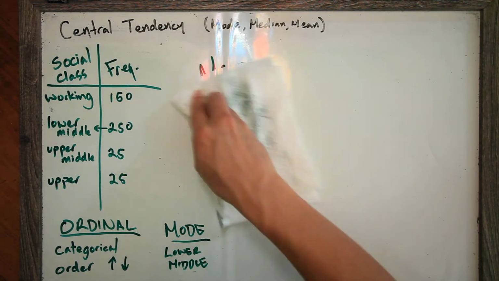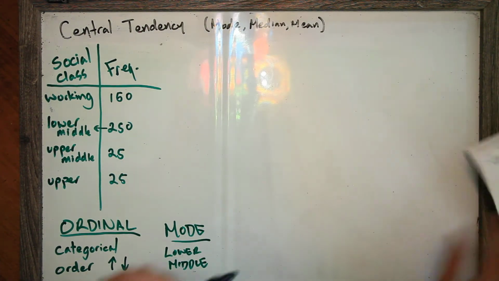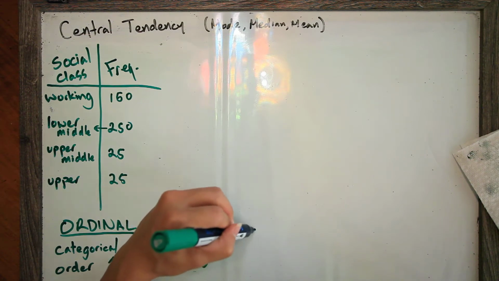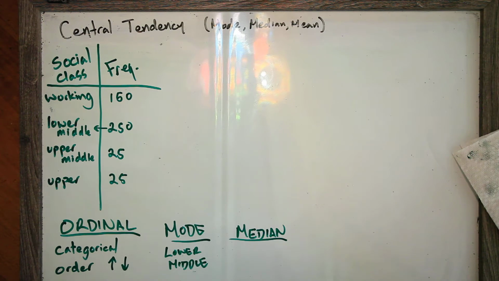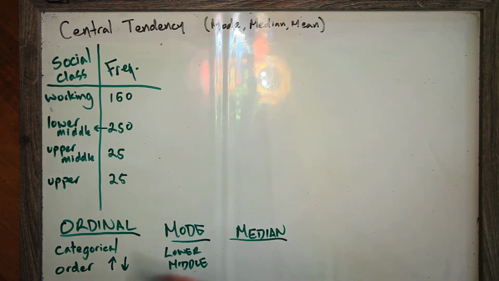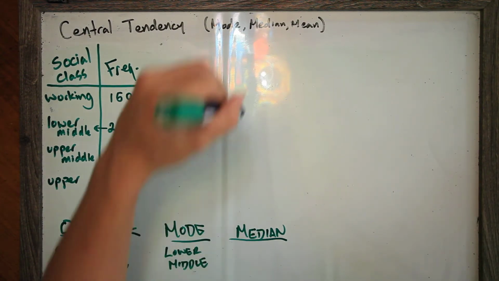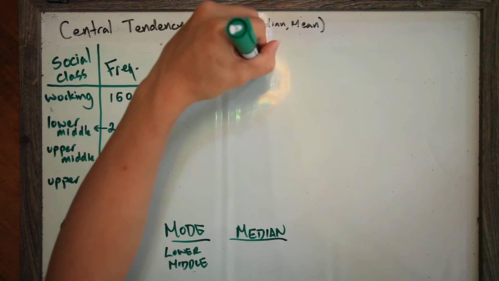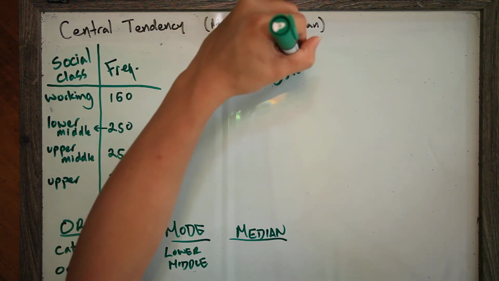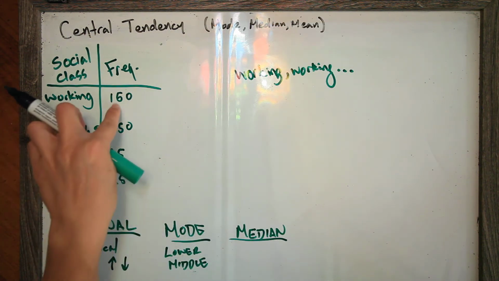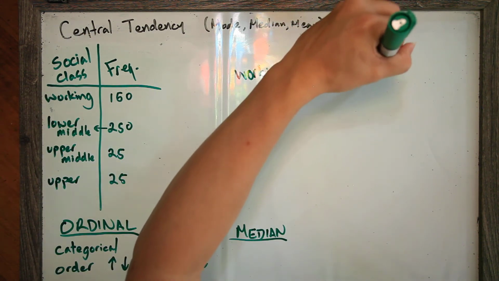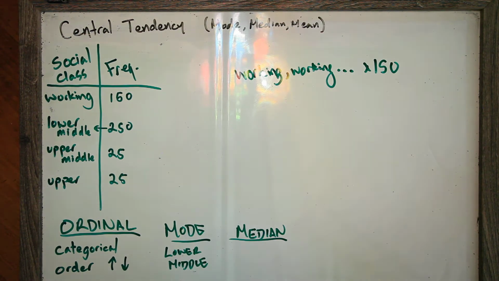All right. Now we're going to try and find the median. There are multiple ways to find the median. The old-fashioned way, the way that you probably learned in grade school, was just by listing out all the values. So that would be working class, and you would do that 150 times. You would just list the word working class 150 times.